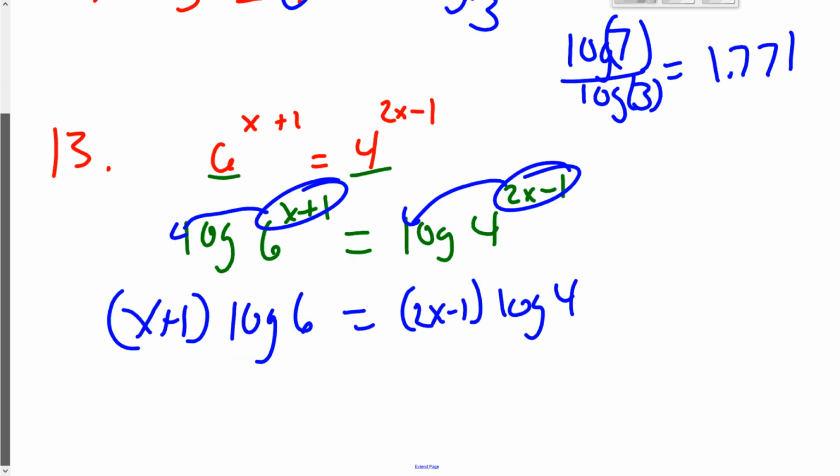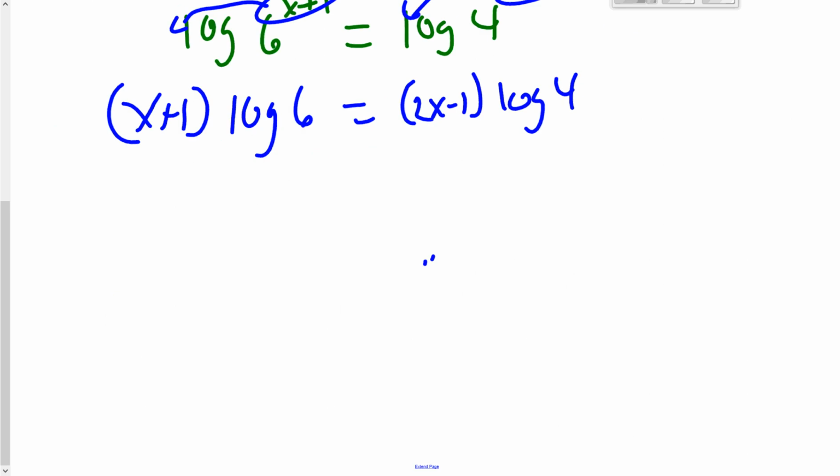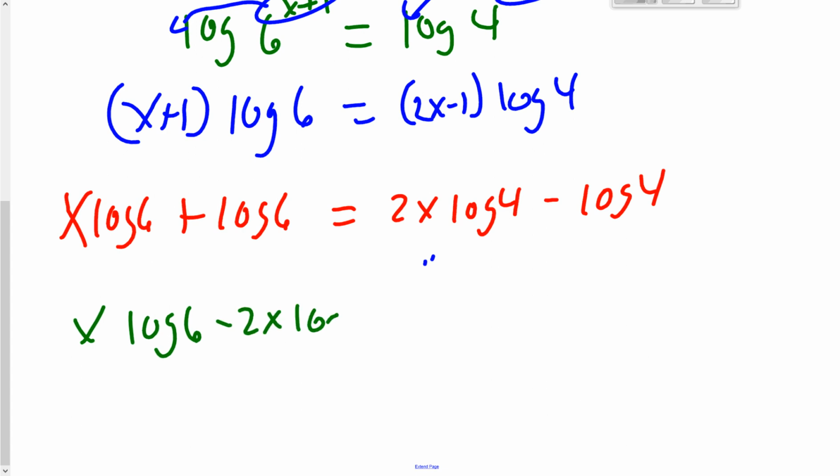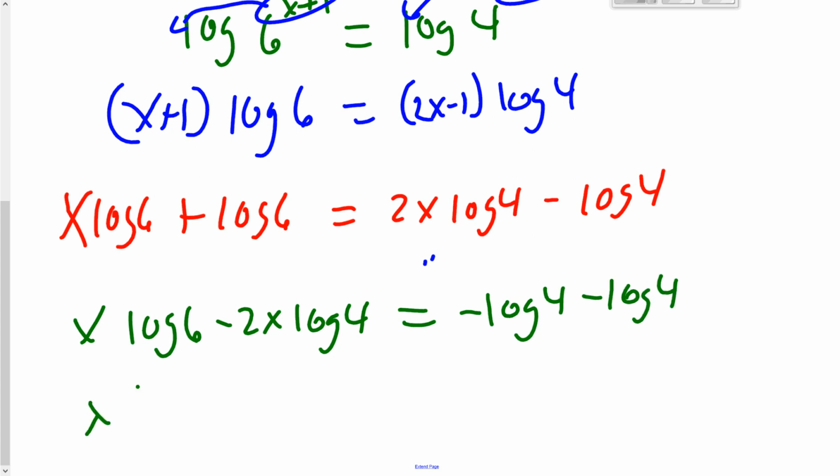Okay, then we can distribute the logs. Distribute the logs, so we get x log 6 plus log 6 equals 2x log 4 minus log 4. Now you can move these around however you want to. Just going to put my x's over here to this side. Put my numbers over here. Then I'm going to factor out an x.